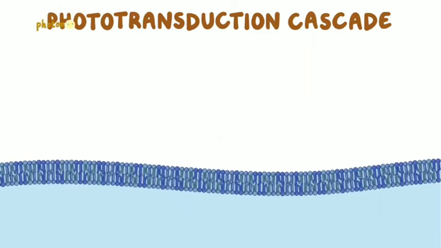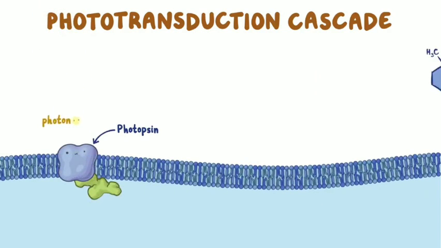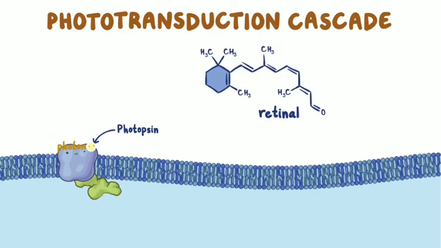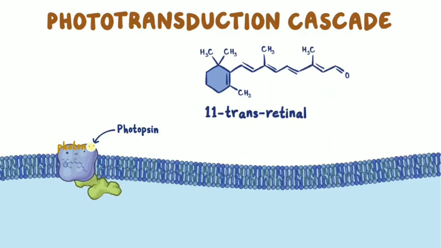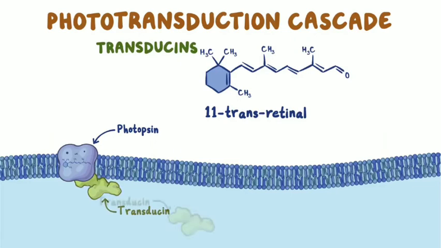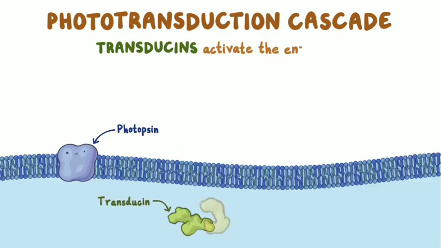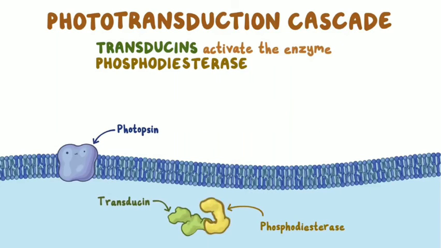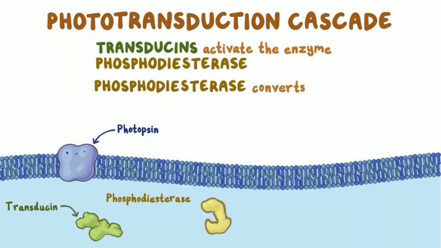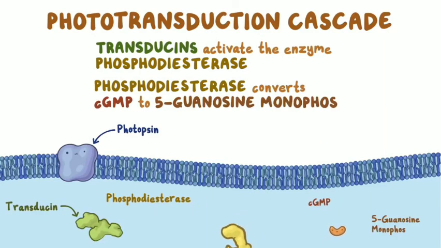When the opsin proteins, rhodopsin and photopsin, are struck by photons, a protein called retinal changes shape, or isomerizes, from 11-cis retinal to 11-trans retinal, creating a conformational change in the opsin proteins. That causes the opsin proteins to activate G proteins called transducins, or GT, which in turn activate the enzyme phosphodiesterase. Phosphodiesterase converts cyclic guanosine monophosphate, or cGMP, to 5'-guanosine monophosphate.